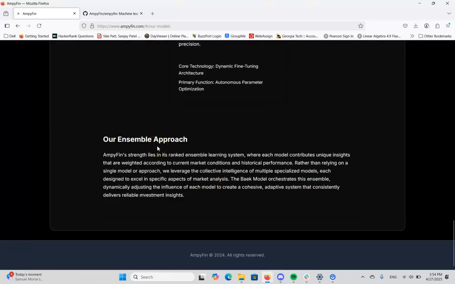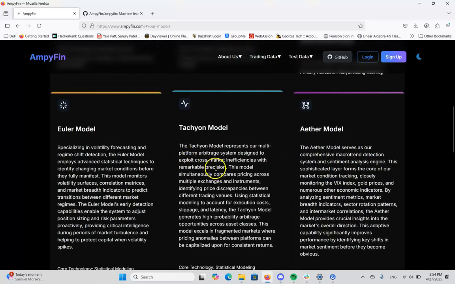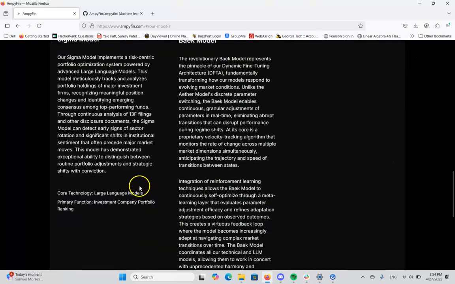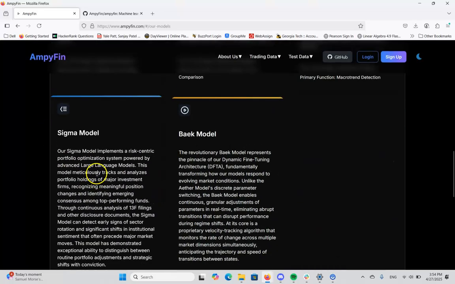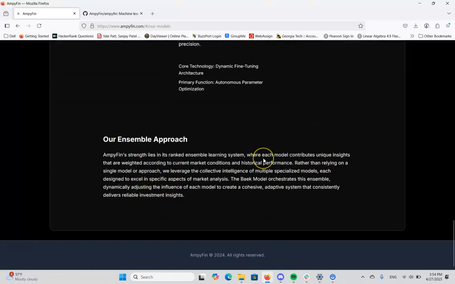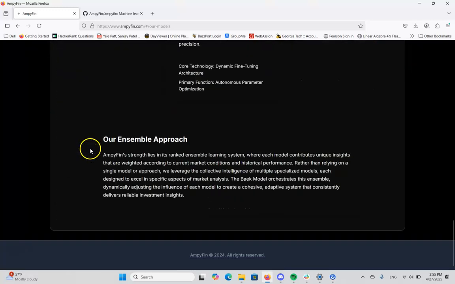What we do is we basically rank our 7 models. And within our 7 models, it also ranks other things as well. So Ether, Techion, Euler, Prague, Hyper, Riemann, Sigma, there's also ensemble learning involved within those models themselves. But our Amphifin system uses ensemble learning to rank those 7 models. So there are different approaches, and that's what the ensemble learning system is about.